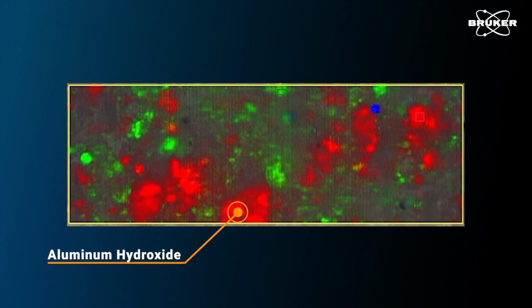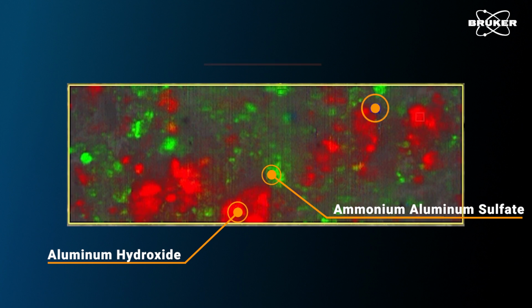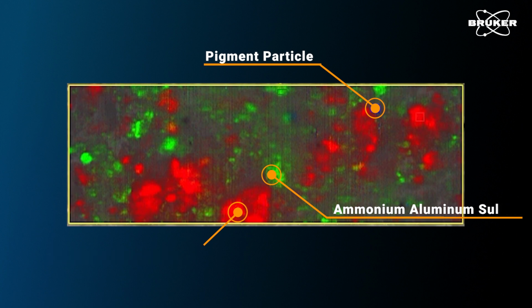Red is the expected aluminum hydroxide. Green, ammonium aluminum sulfate, another flame retardant. And the blue spots are actually large pigment particles.